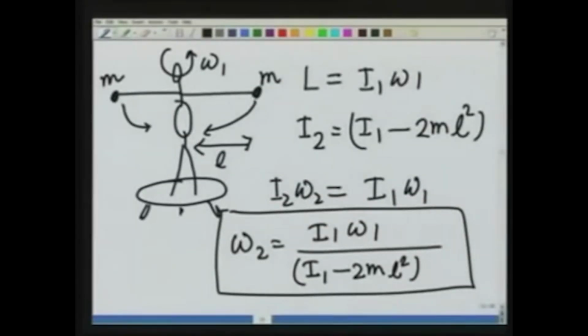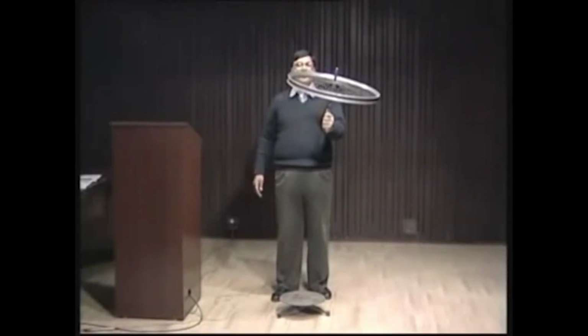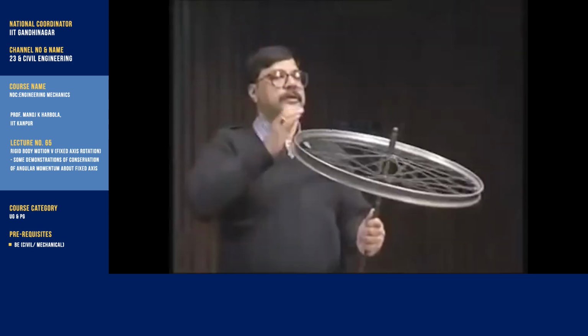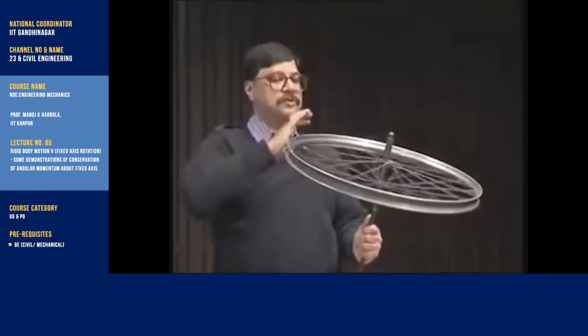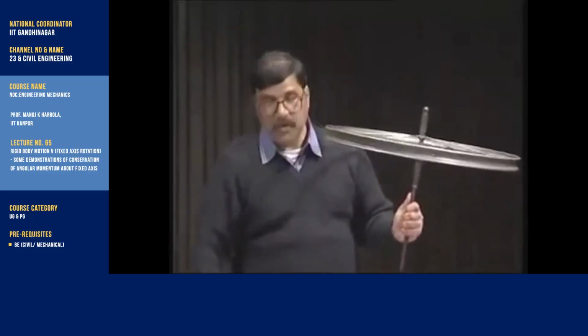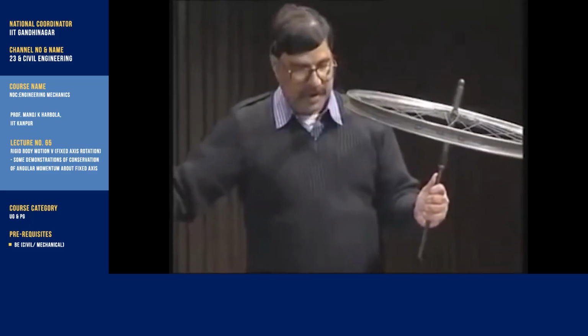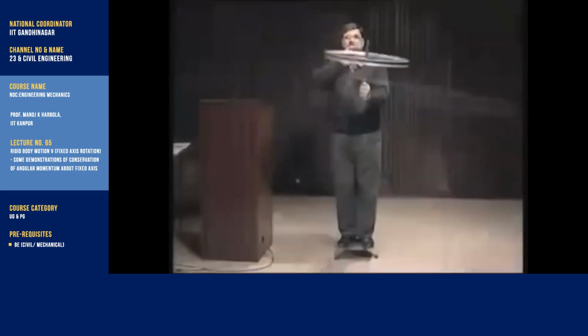Now I take another demonstration in which I will take this bicycle wheel, which I can rotate by my hand. If I give it this rotation, it acquires an angular momentum in the positive z direction if I take this to be the z direction. Let us see what happens if I stand on this platform and give it a rotation.